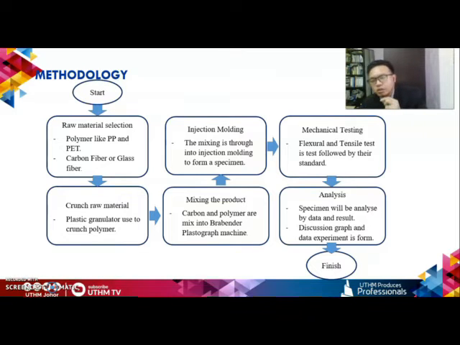And we test it with mechanical testing, flexural and tensile test. This test follows their standard. And lastly, the specimen will be analyzed for data and result. Discussion, graph and experiment data are formed. And that's the finish.